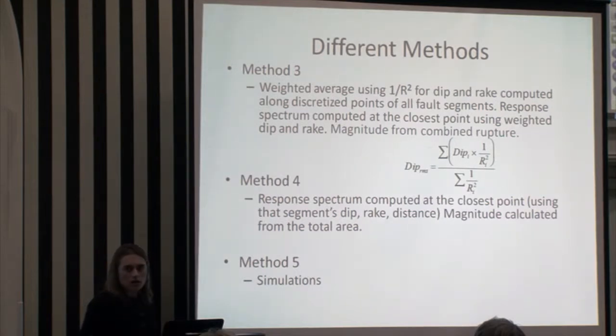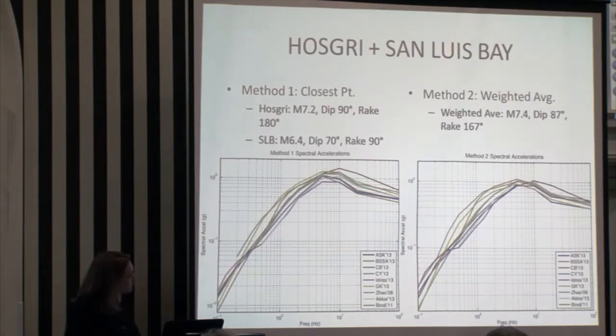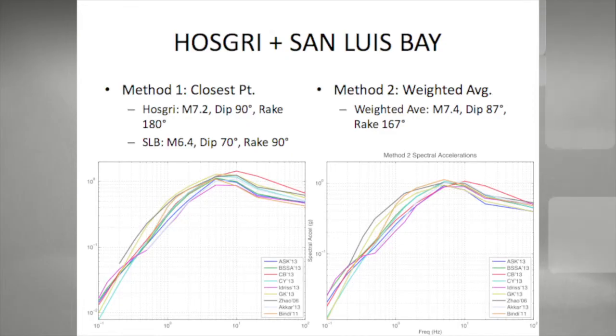And then method 4, I think this is the one that's different between what Jennifer showed and what I'm showing. We're using the magnitude calculated from the total area and then the parameters for the closest point, whether it happens to be on the main fault or the splay. And then method 5, just the simulations. And I also want to mention that Jennifer produced all these GMP plots for me, so thank you.